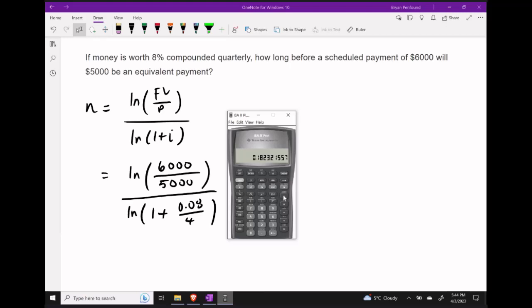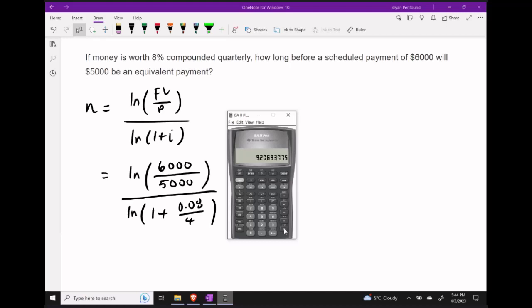We need to divide this by bracket 1 plus 0.08 divided by 4. Let's close that bracket and then apply the logarithm to this value. This should be the denominator of our large fraction. Let's go ahead and hit the equals button.